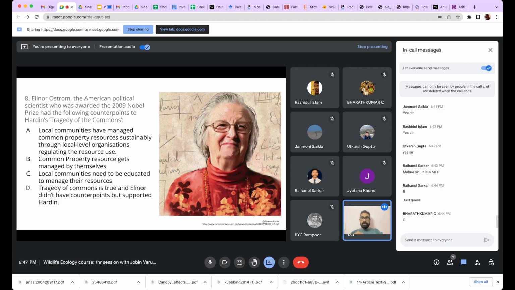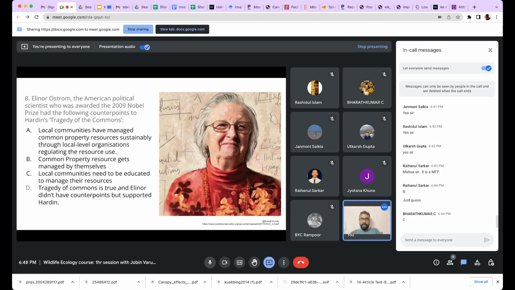No, option B is wrong. Common property resources do not get managed by themselves. Then option C is also wrong. Local communities need to be educated? Some of the local communities actually have their own traditional ecological knowledge, TEK, about how to sustainably use resources, so they don't exactly need education of that sort.